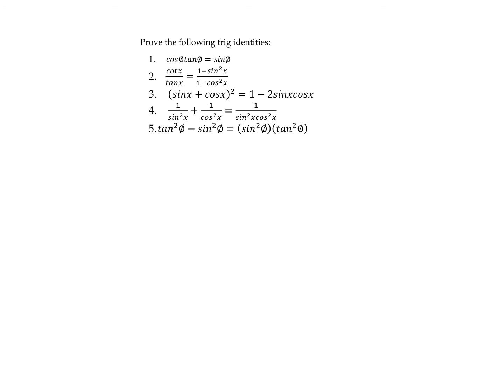Just have a look at a couple of examples. So in the first example, we want to prove that cosine theta times tan theta is equal to sine theta. We want to prove that this statement is true. So on the left side, we have cos theta times tan theta, and on the right side, we have sine theta. On the right side, there's really not much to do. It's already in terms of sine. I can't do anything to simplify, so I'm going to work on the left side.